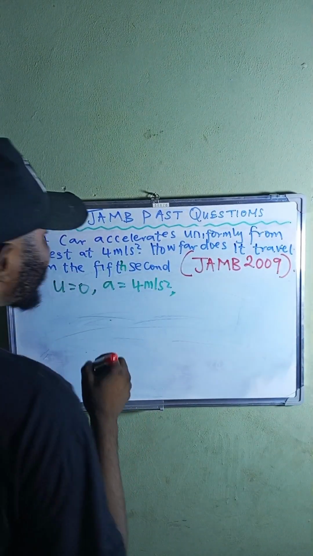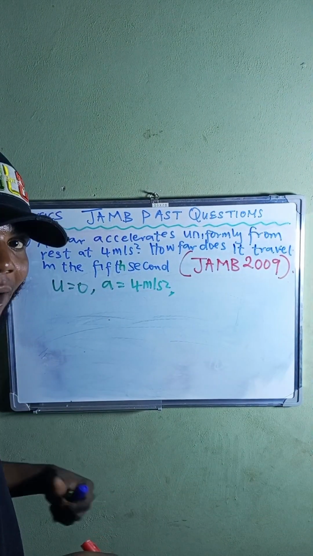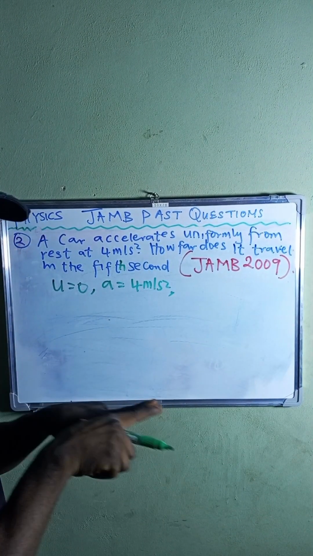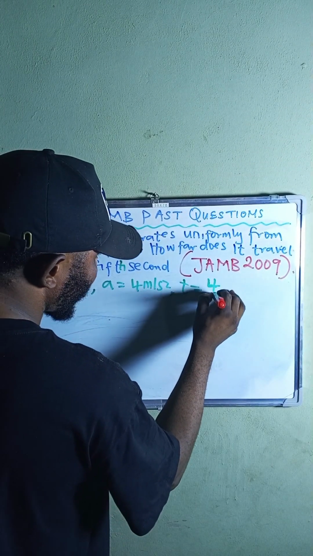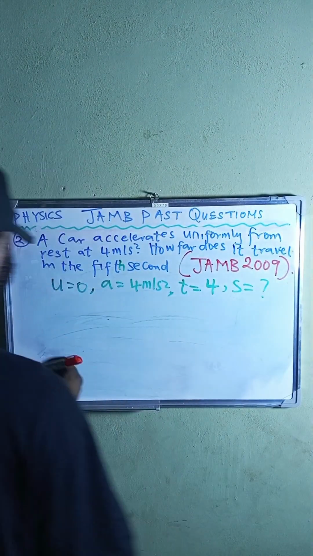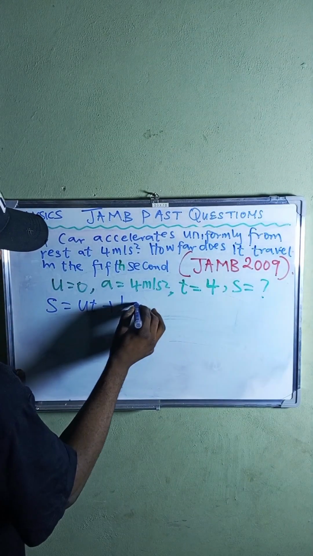So now what do I do? They ask for the fifth second. I will calculate for the fourth second and calculate for the fifth second. Then I will look for the difference. So that means my t now is 4 and my distance is unknown. So now I'm going to use the formula that says x equals ut plus half at squared.